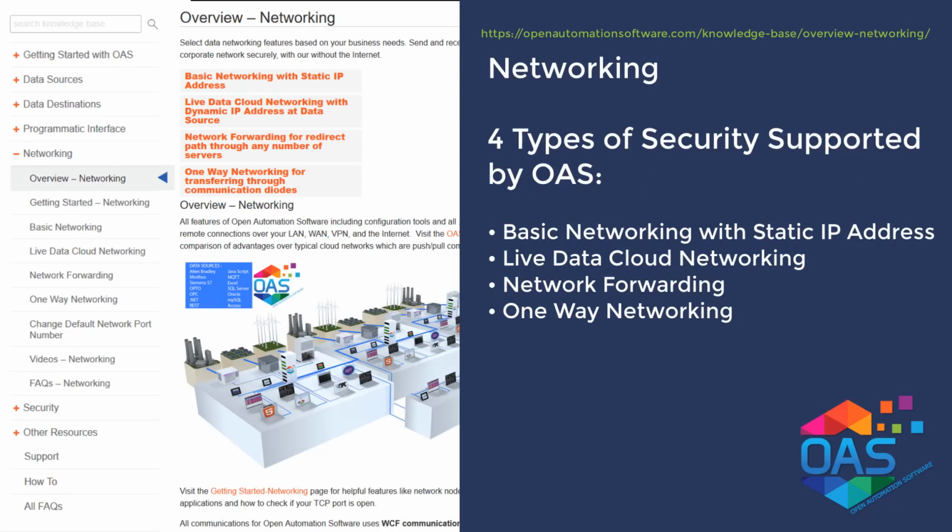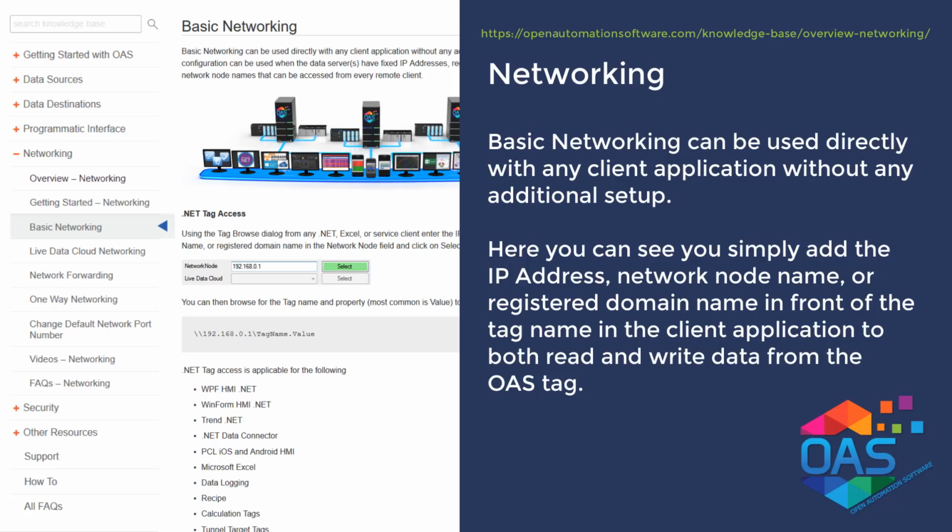All features of Open Automation Software, including configuration tools and all .NET components, support remote connections over your LAN, WAN, VPN, and the Internet. To learn more about the 4 types of networking that OAS supports, visit the knowledge base here at Networking Overview Networking. Basic networking can be used directly with any client application without any additional setup. You simply add the IP address, network node name, or registered domain name in front of the tag name in the client application to both read and write data from that OAS tag. Visit the knowledge base here to learn more.